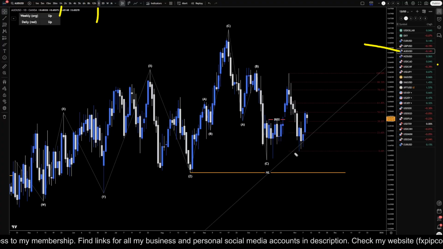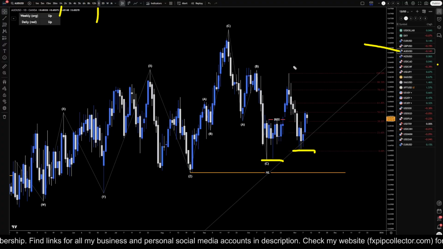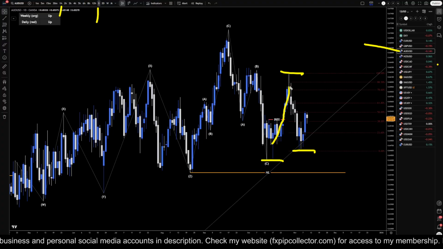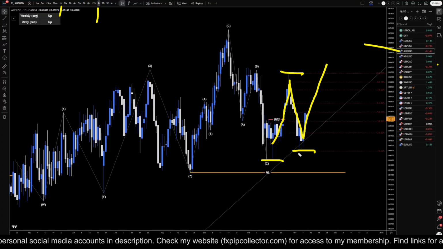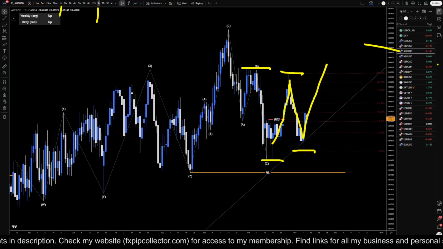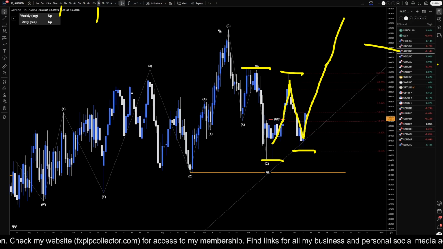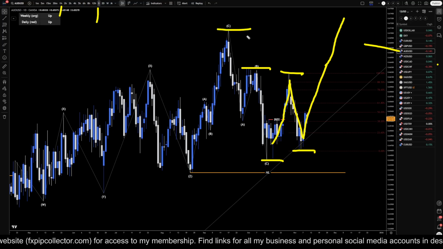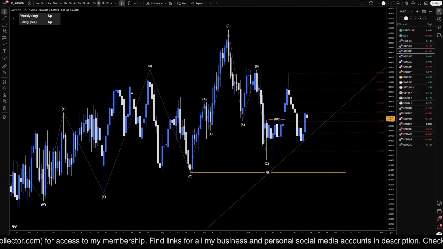So on the daily, we had this nice higher low, which was actually the 78% Fibonacci retracement of this move. With this higher low, I would expect this to either be an A, B, C, which will probably go up and take out these highs, possibly turning back down, or it could even turn into a 1, 2, 3. And if that's the case, it would go up and take out these highs. So either scenario, we are definitely bullish right now.